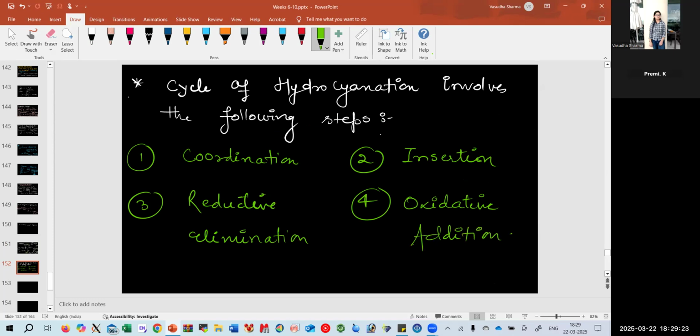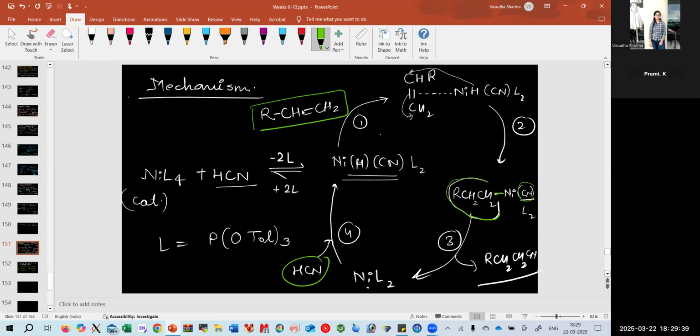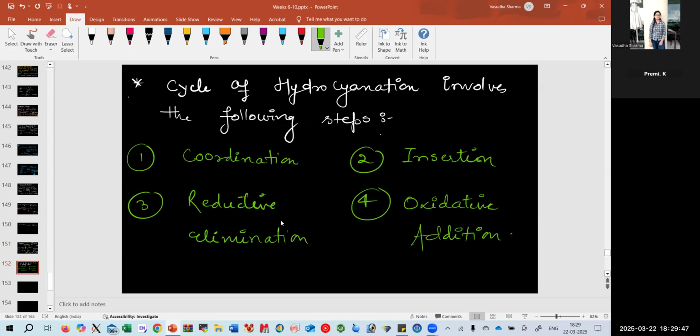If there is any doubt, please let me know before we move ahead with an example of hydrocyanation. Ma'am, what is that ligand, P(O-tolyl) thrice, ma'am? So you can consider it as ortho-tolyl, you might have seen. Okay, ma'am.